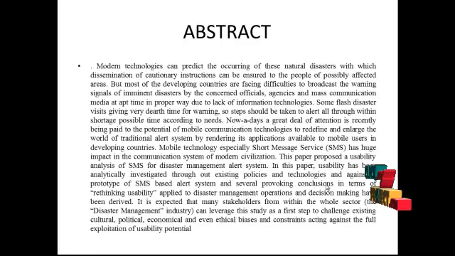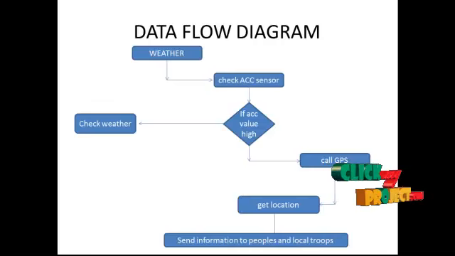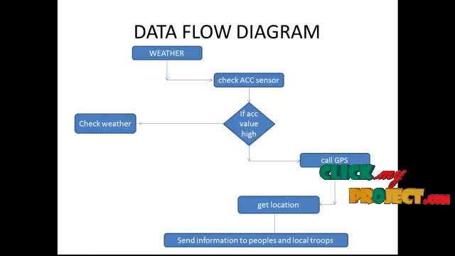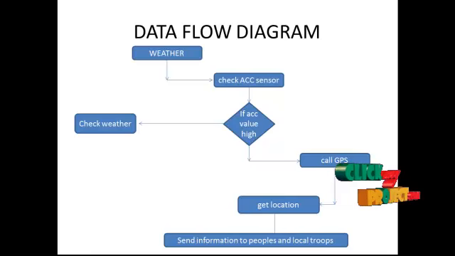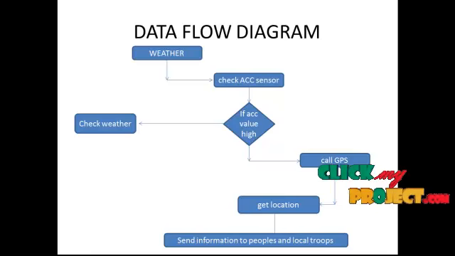Let's see the data flow diagram of this project. In this application, the first one is the weather module. The weather module is used to collect the weather information. If the weather value is increased, after that the check act sensor is used, that is the weather sensor.